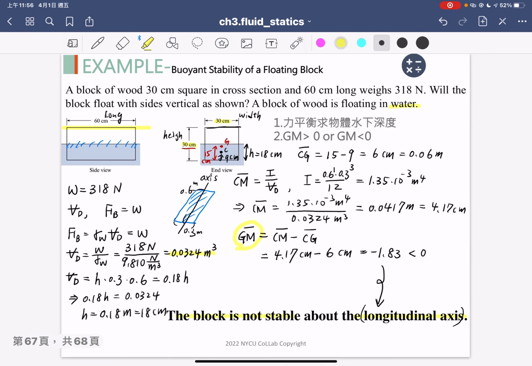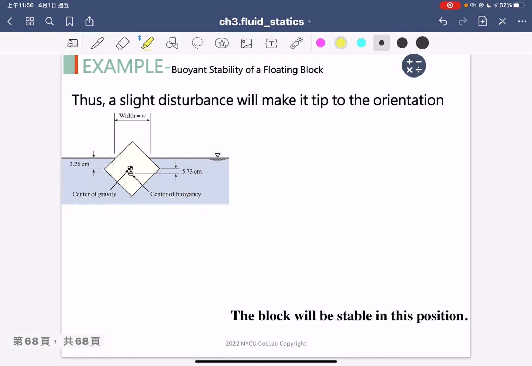So the second question is the following. After the block rotates under these conditions, you need to answer the question again: is it stable or not, because the block rotated? So right now we need to predict the second question. And the answer showing here is that the block will be stable in this position. Okay, so you need to recalculate the problem.